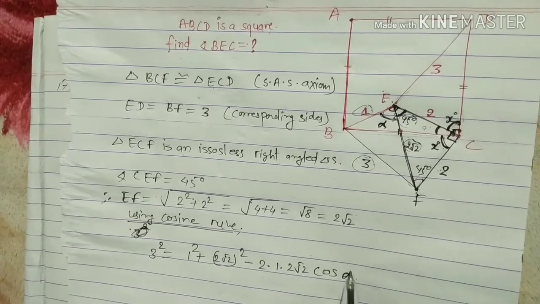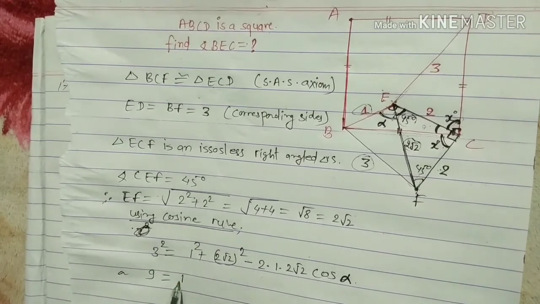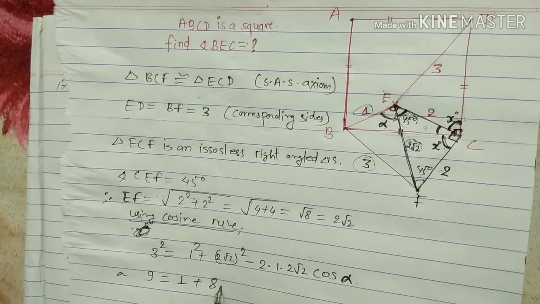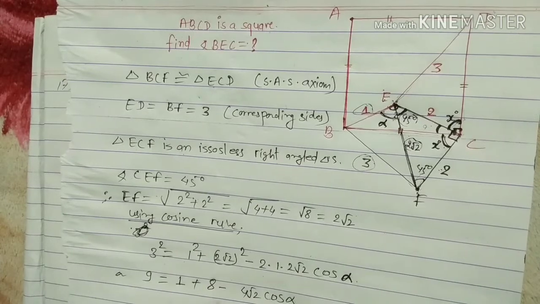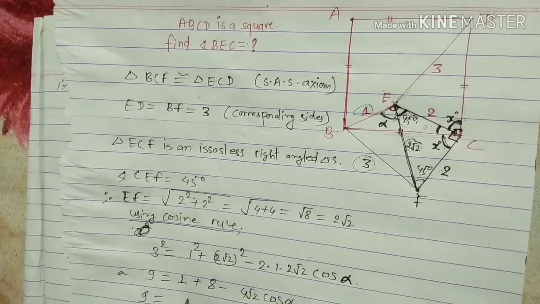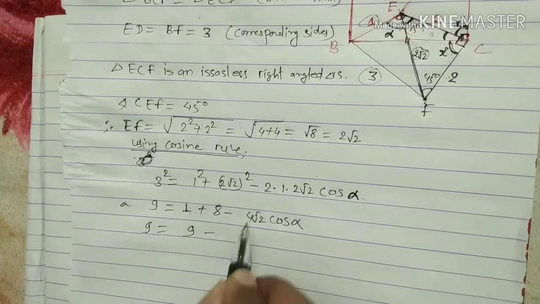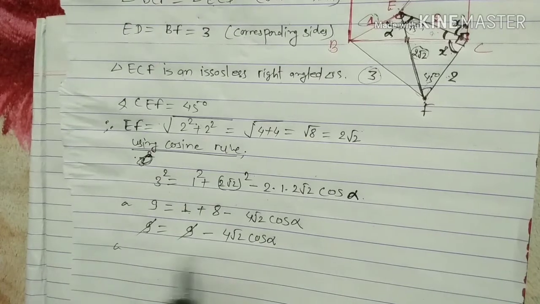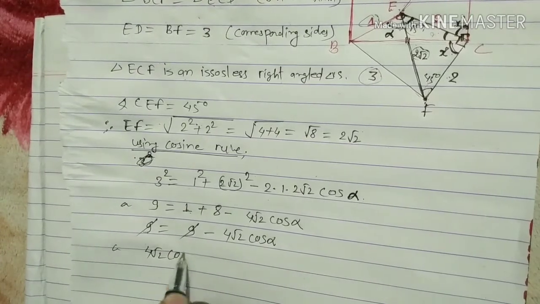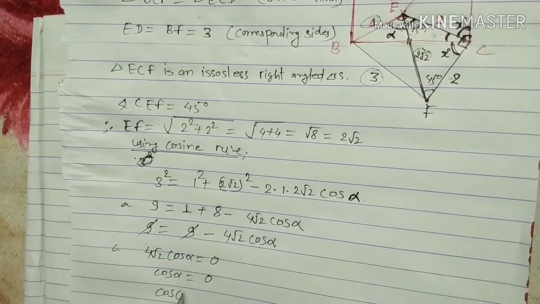So this is the cosine rule. 3 whole square is 9, equal to 1 whole square which is 1, plus 2 root 2 whole square which is 8, minus 2 into 2 which is 4 root 2 cos alpha. So 9 is equal to 1 plus 8, which is 9, minus 4 root 2 cos alpha. So 9 cancels here, and 4 root 2 cos alpha is equal to 0, or cos alpha is equal to 0.